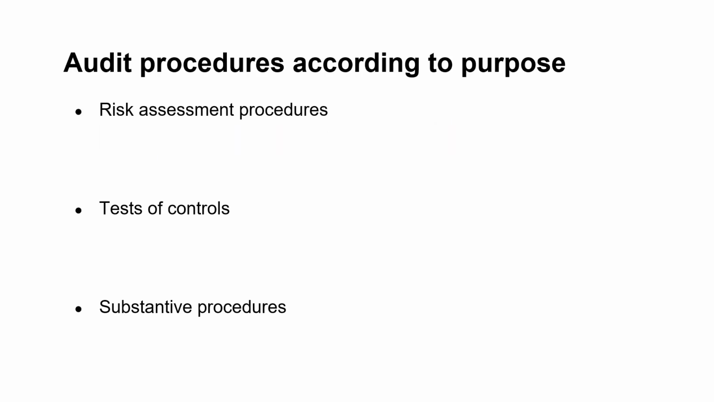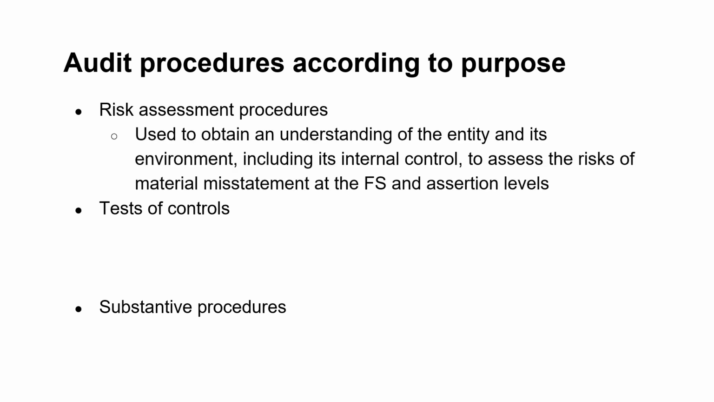Let's now look at the audit procedures according to purpose. And this is the part where you will feel a strong sense of deja vu. These are the audit procedures according to purpose. We already know that we have risk assessment procedures or RAP, and then we have FAP or further audit procedures, which is further comprised of test of controls and substantive procedures.